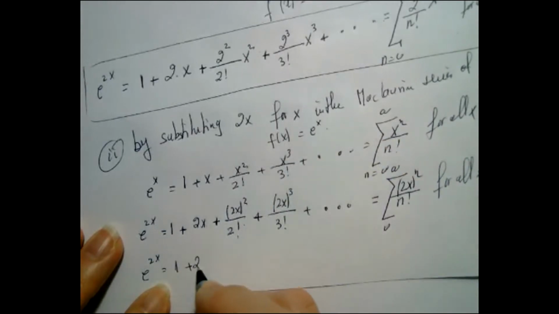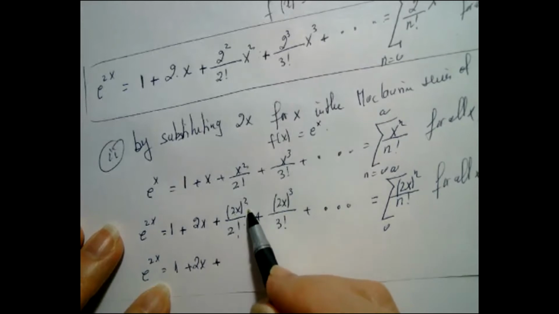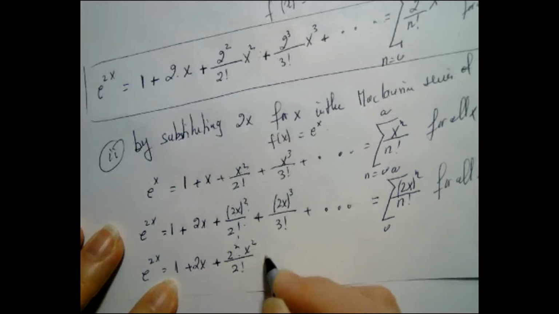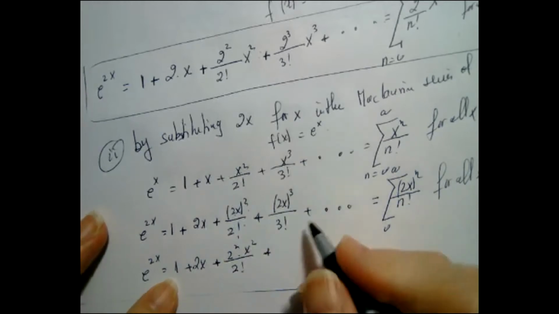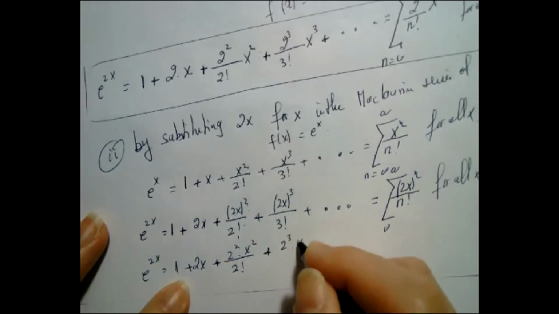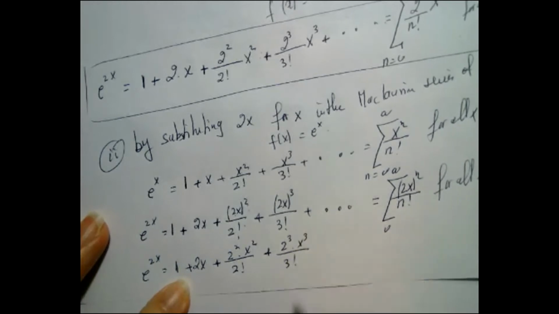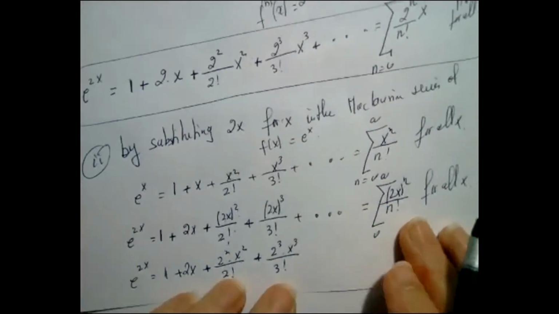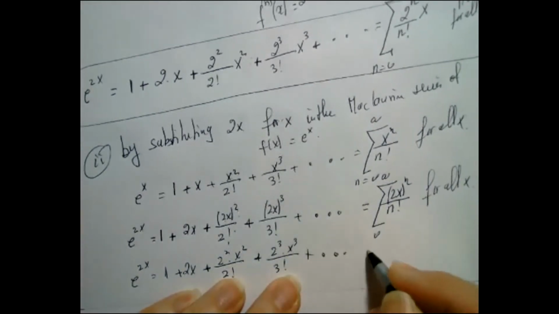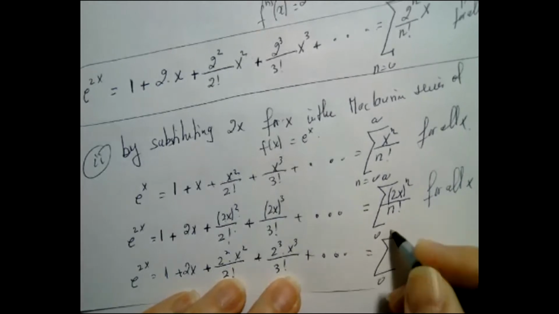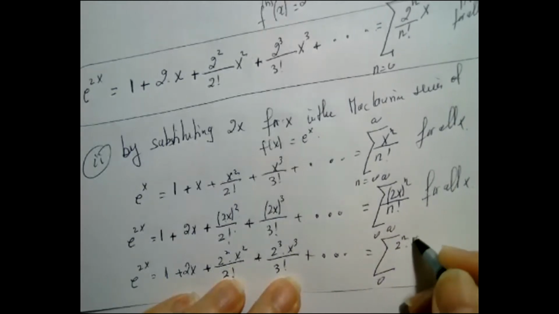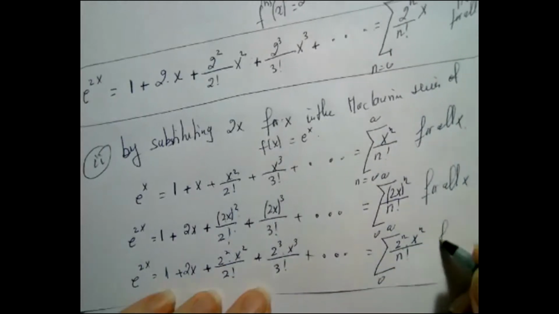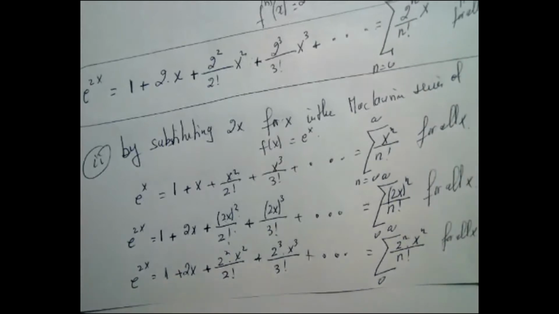So this is 1 plus 2x plus (2x) squared, which is 2 squared x squared over 2 factorial, plus (2x) to the power 3, which is 2 cubed x cubed over 3 factorial, which is exactly the same as what we were getting before, plus etc. So in sigma notation, it will be 2 to the n, x to the n over n factorial. And it holds for all x.